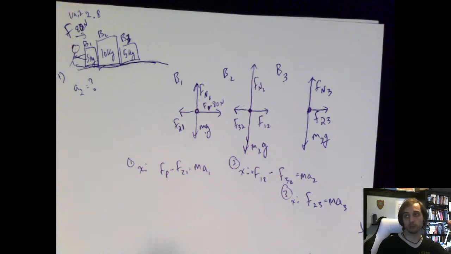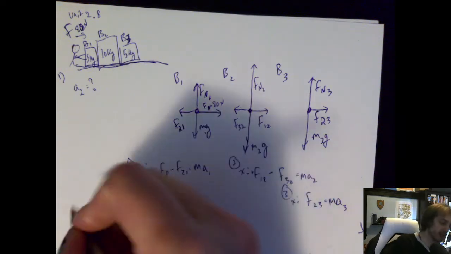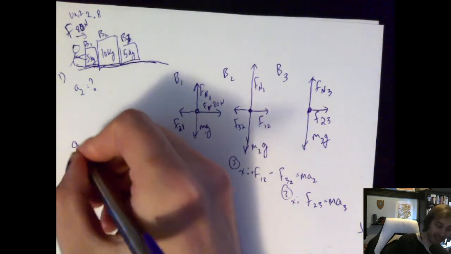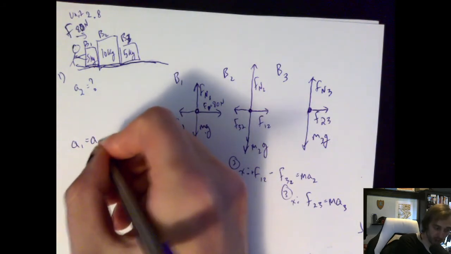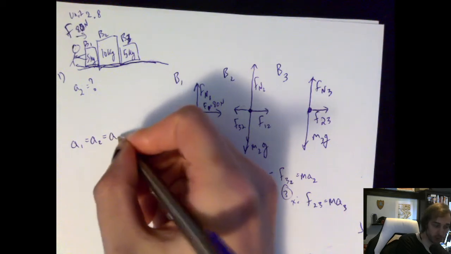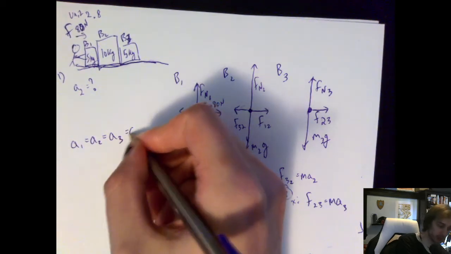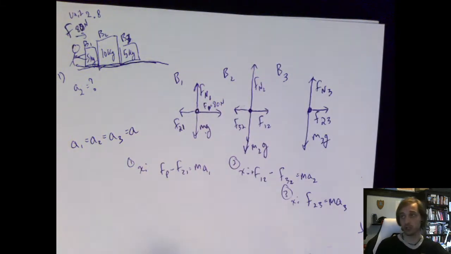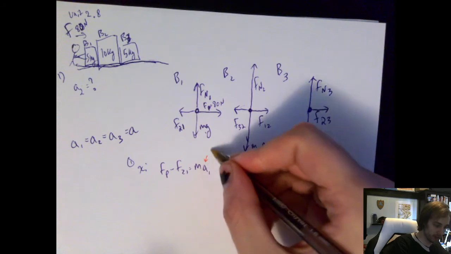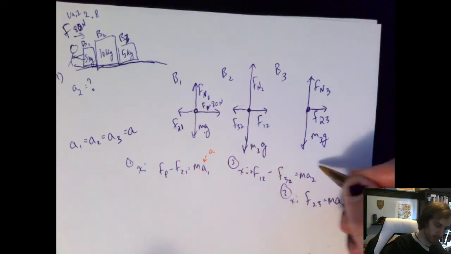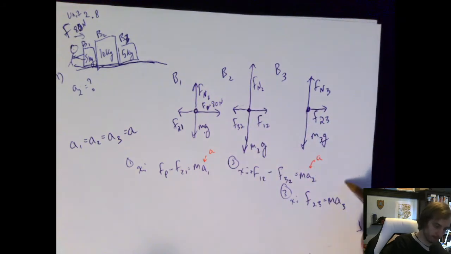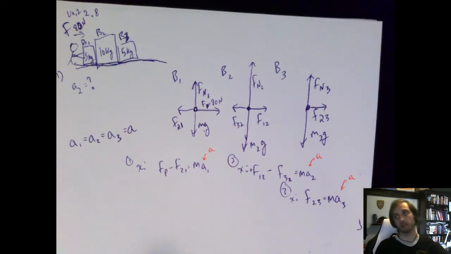So what we would do from here is we would have to say that because all 3 boxes are moving together, acceleration from the first one equals acceleration from the second one equals acceleration from the third one. And that's the big trick. And I'm just going to call that the acceleration. And so if we make that substitution so that all of these are just acceleration, then we'll have a system of equations.